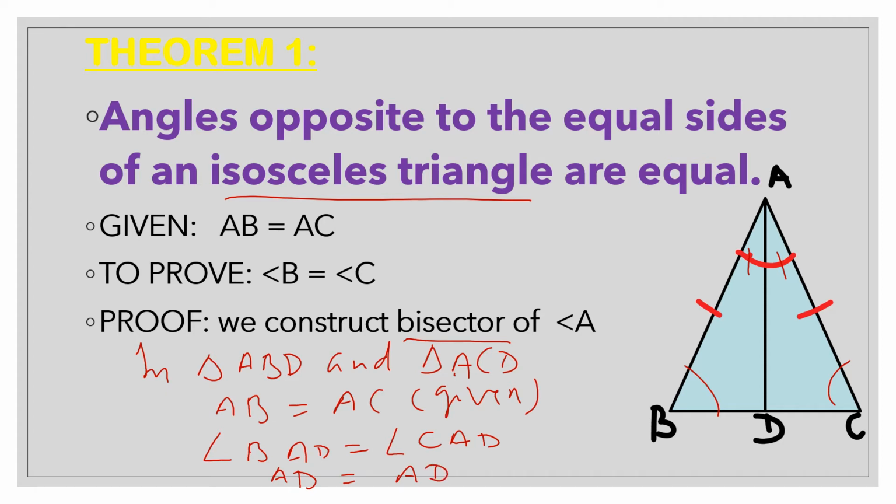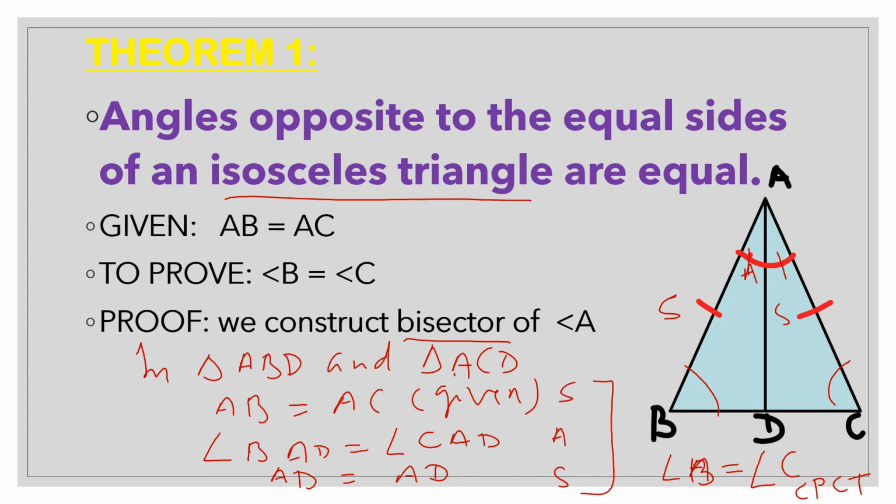So what are the parts you have taken? You have taken this side, you have taken this angle, and you have taken this side. That means by side-angle-side congruency, you can write down that these two triangles are congruent, and when the triangles are congruent, their remaining corresponding parts are equal, that means angle B equals angle C by CPCT. So what is the full form of CPCT? Write down in the comment box.